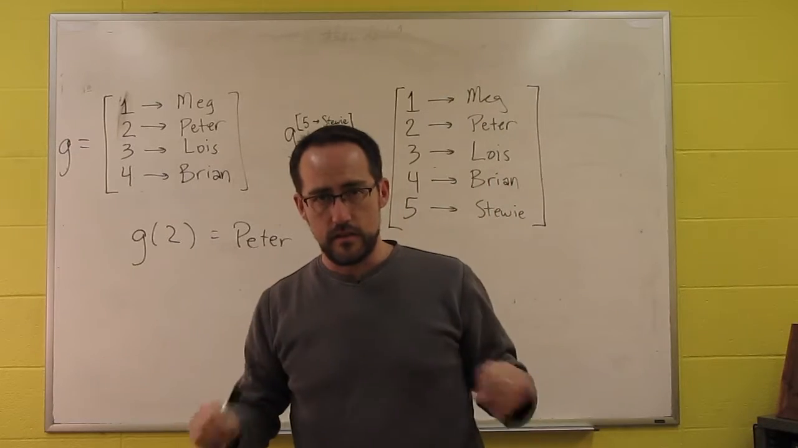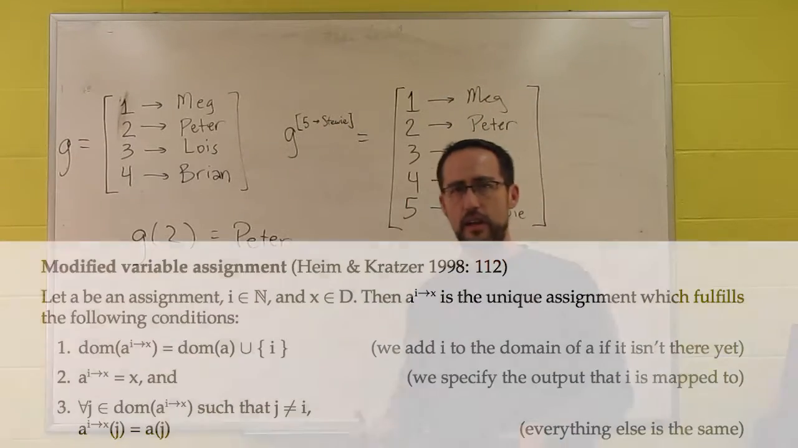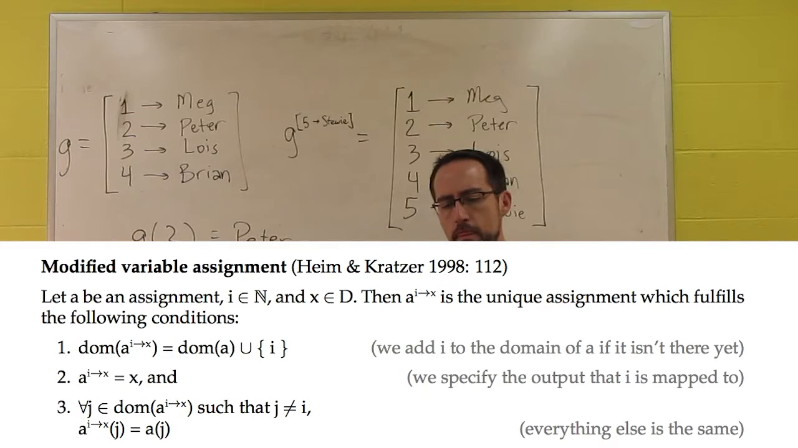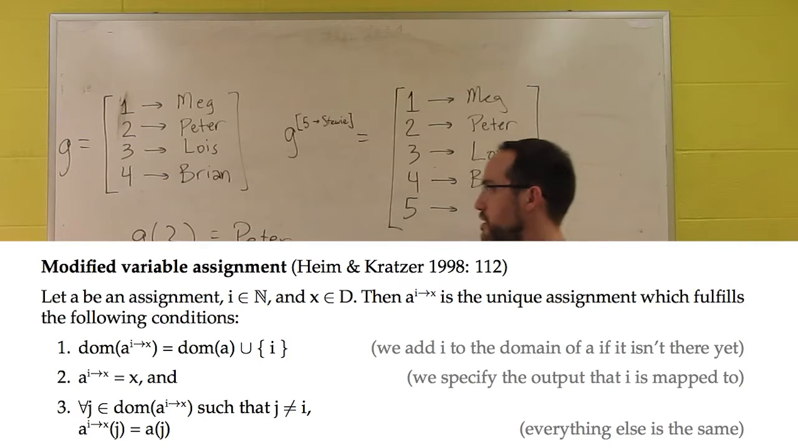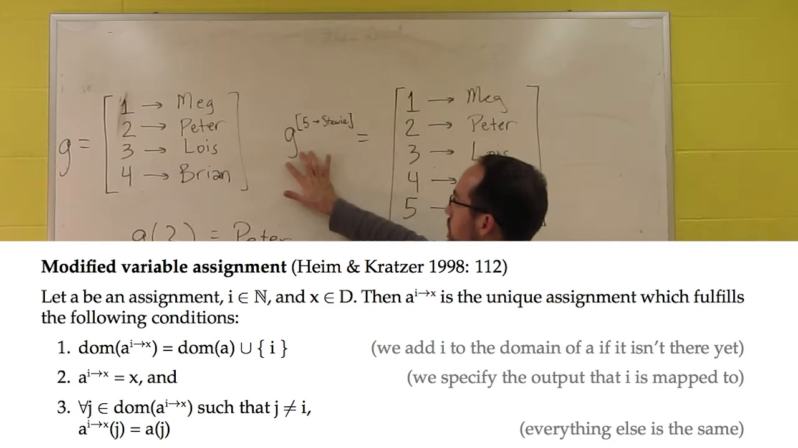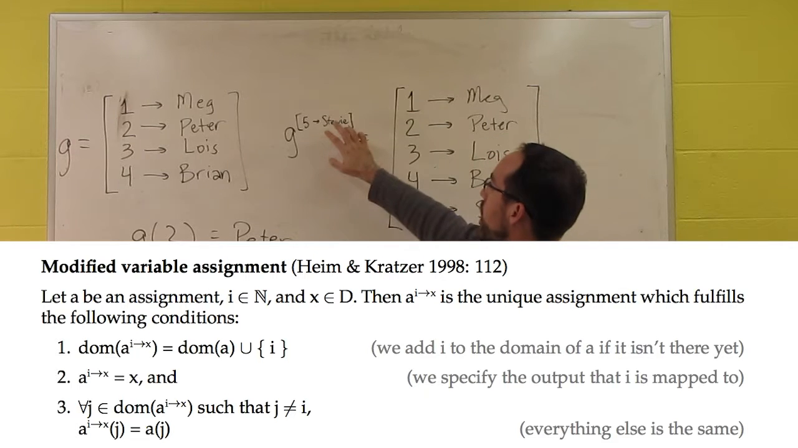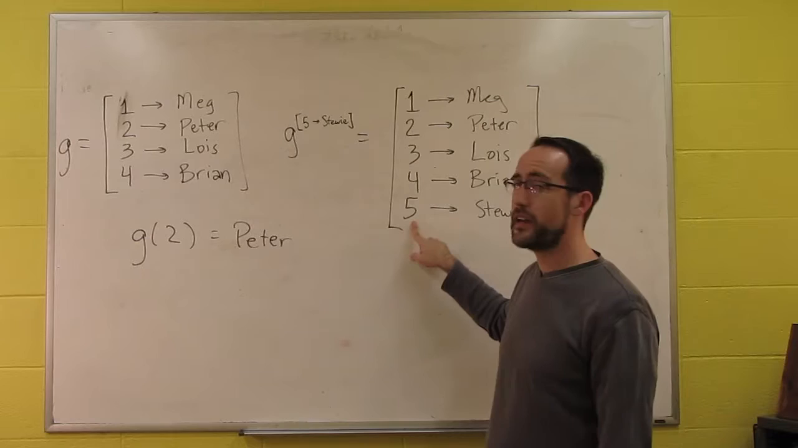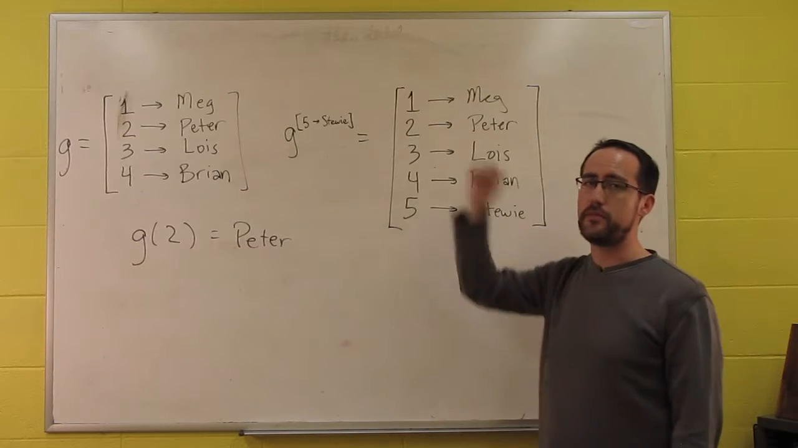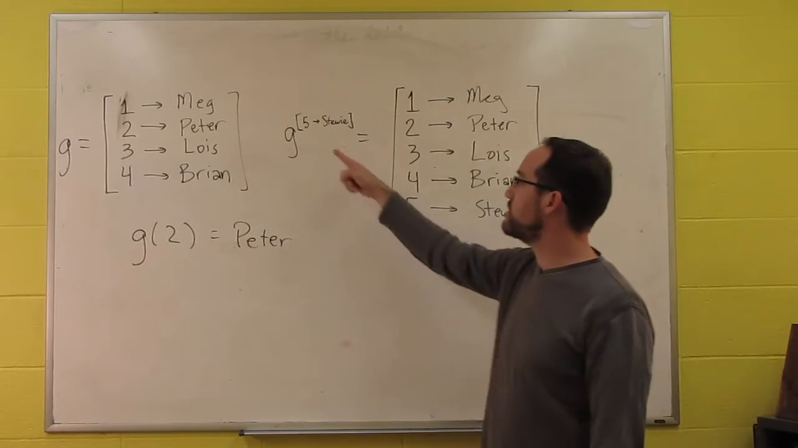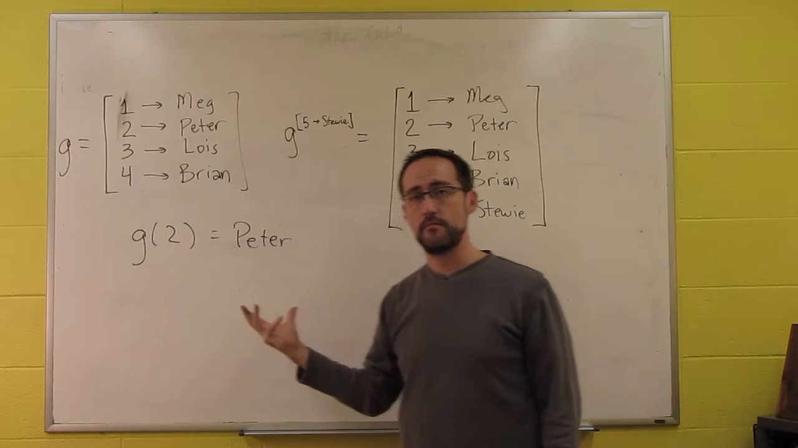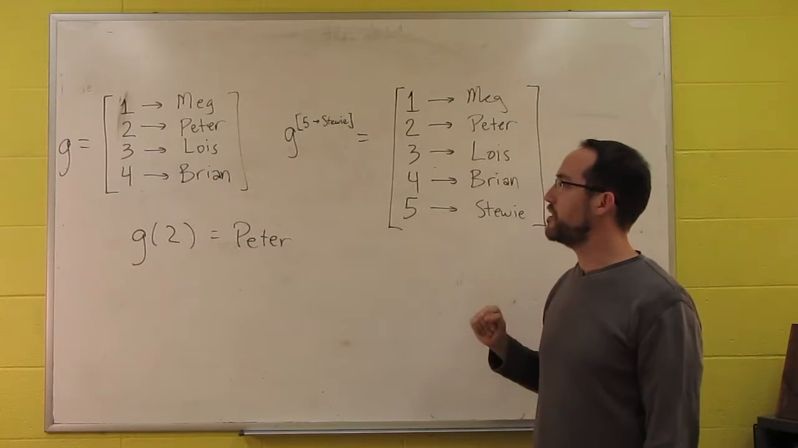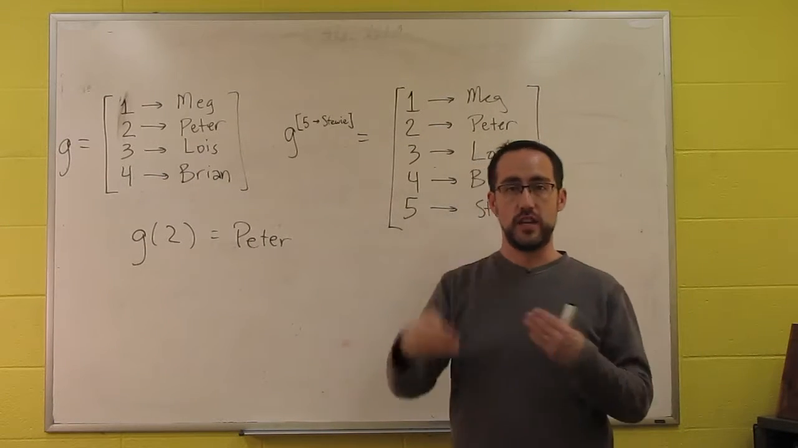Now, you'll see the formal definition of assignment modification here, but what we want to focus on is the intuitive nature. Basically what this means is that we take assignment G and change it so that 5 is in the domain of G and that it maps to Stewie. If 5 isn't in the domain of G, we add it. And if it is in the domain of G, then we would just change it.